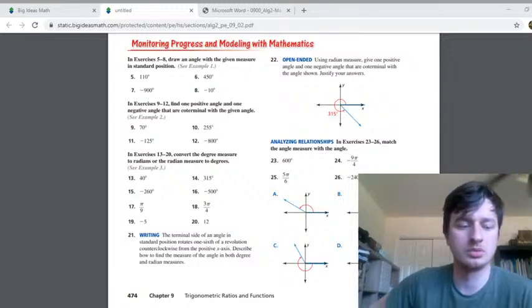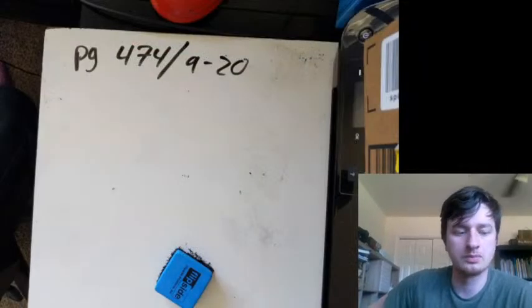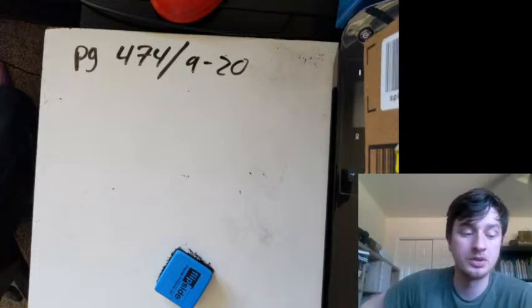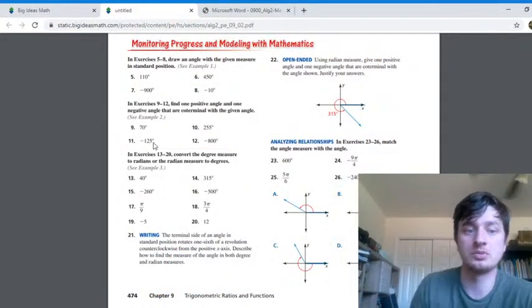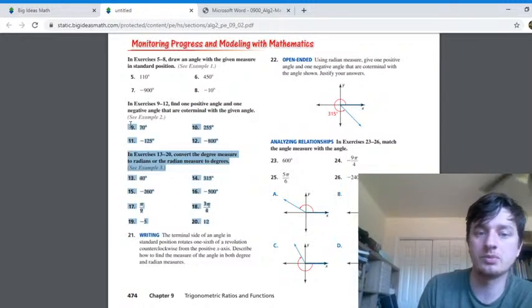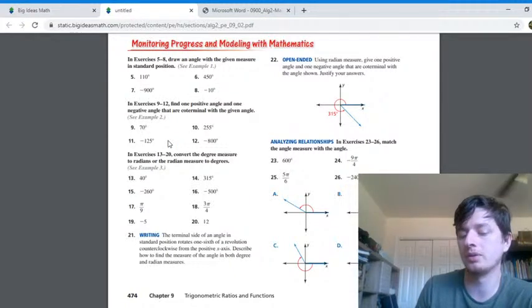page 474, and I'll put this up on the whiteboard in just a second. 9 through 20, all of the problems. So it would look like, not that screen, that screen. Okay, so 474, 9 through 20, all the problems. It looks like this, just 9 through 20. You'd be converting from radians to degrees, degrees to radians, and you'd also be like, find the angle that matches with that angle.